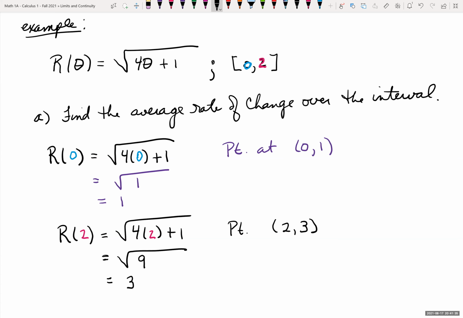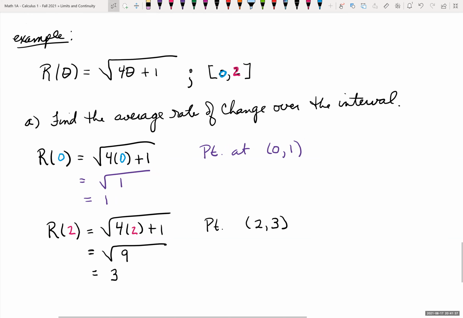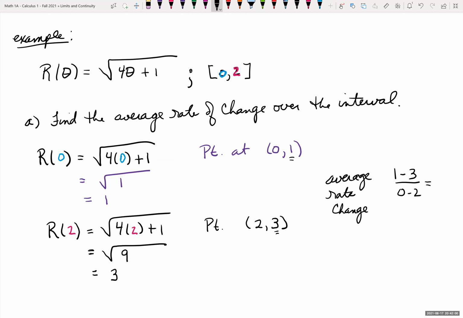So the average rate of change is the change in my y value all over the change in my x value. So change in my y value, doesn't matter which point I start with, just be consistent with the top and the bottom. So 1 minus 3 all over 0 minus 2. So that's -2 all over -2. So this is giving me a slope of 1.